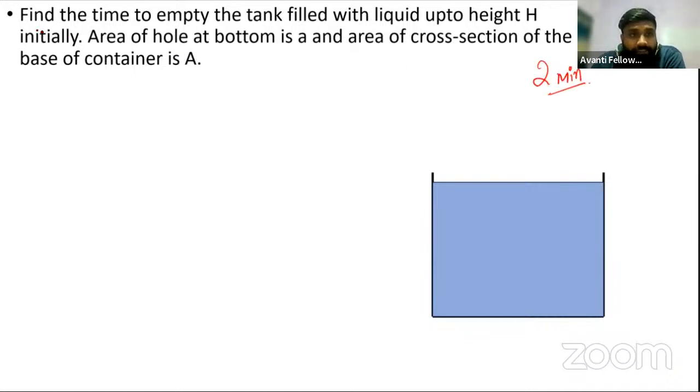Now, in this question, you have to find the time to empty the tank filled with liquid up to height h. This is capital H, up to which the liquid is filled initially, and the area of the hole at the bottom is small a, and the area of cross section of the base is A. So this base area is capital A. Now try to solve this question. I'm giving you 1 minute.